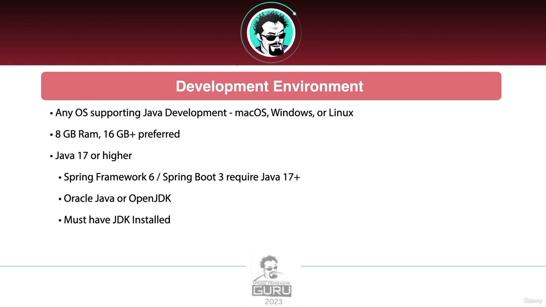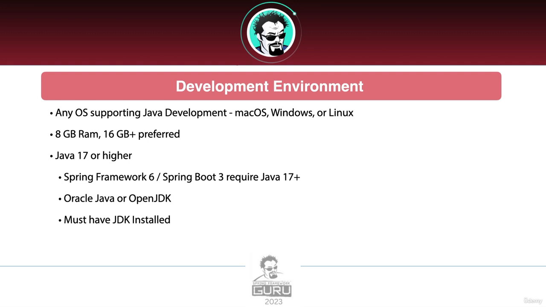I would say 16 gig or more is preferred. I personally run 64 on a MacBook Pro. That's a lot of memory, but I do some fairly complex things, and Java development is not known for being light on memory. We do need to have Java 17 or higher.